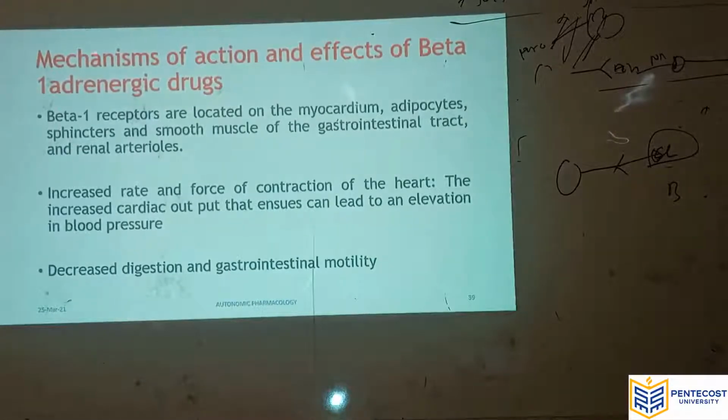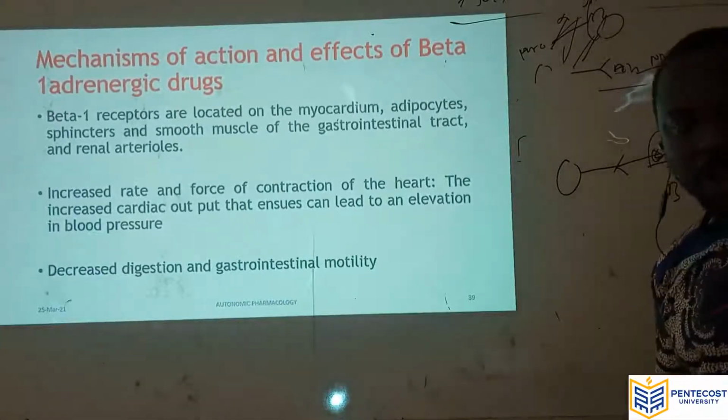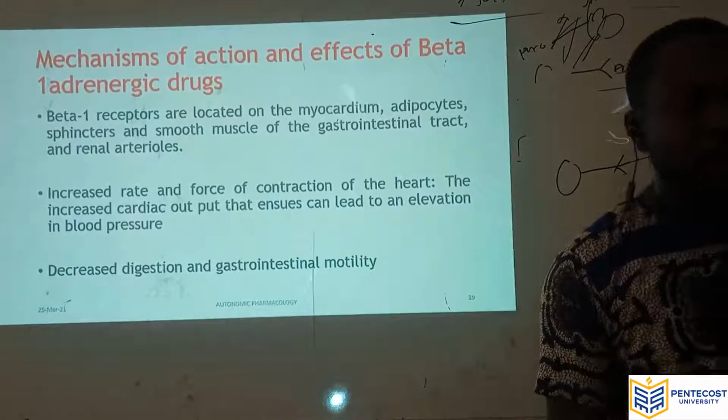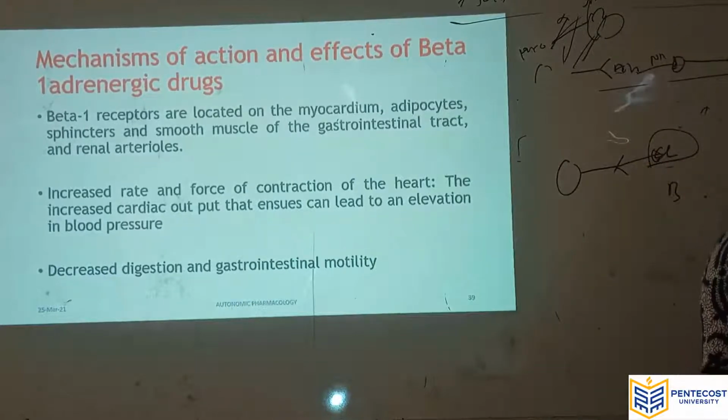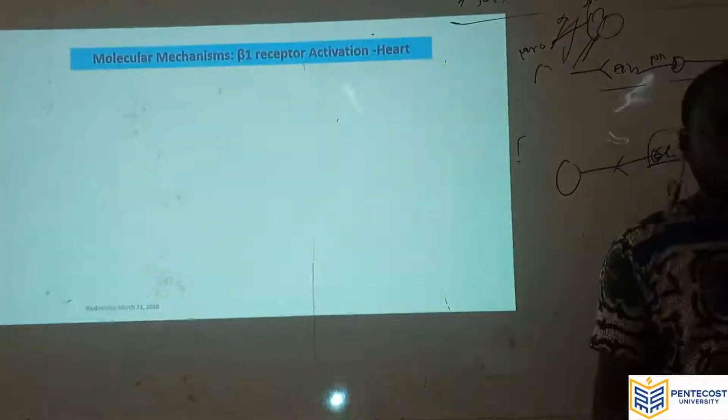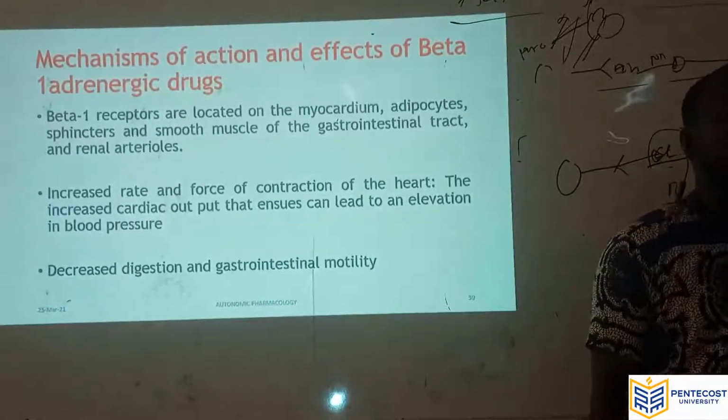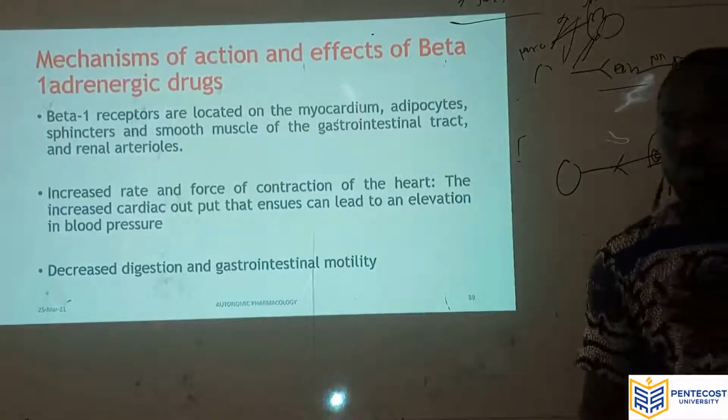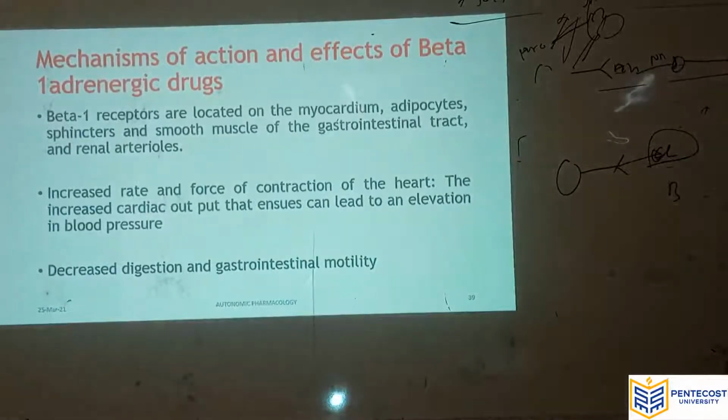So, the mechanism of action of beta 1 adrenergic drugs. I said beta 1 can be found where? On the heart. And on the heart, what will beta 1 do? When you activate beta 1 receptors on the heart, it causes an increase in heart rate. So beta 1 receptors cause your heart rate to increase, and they also increase the force of contraction of the heart.